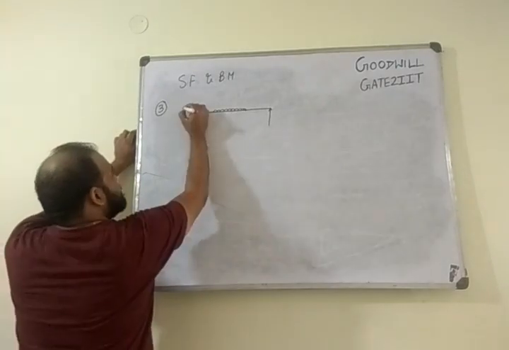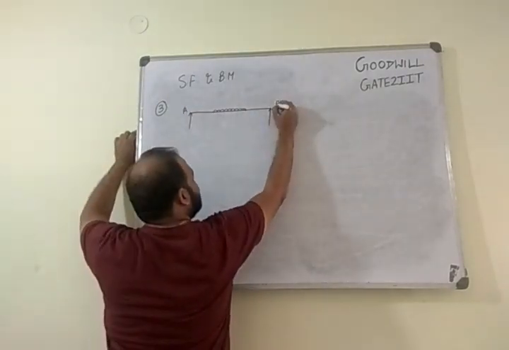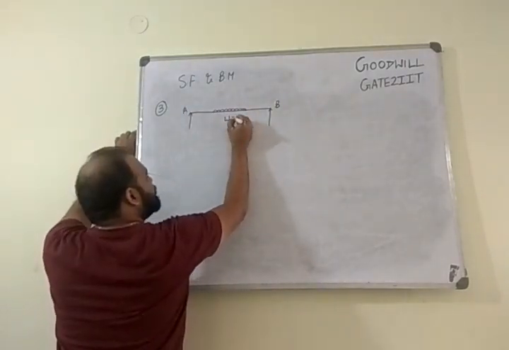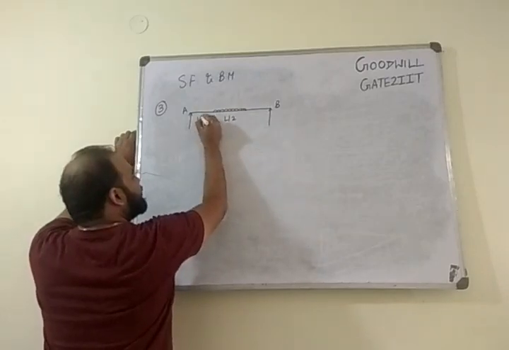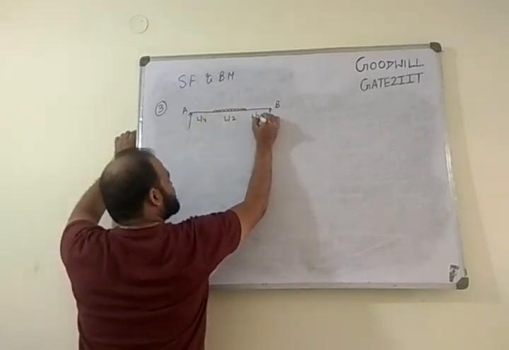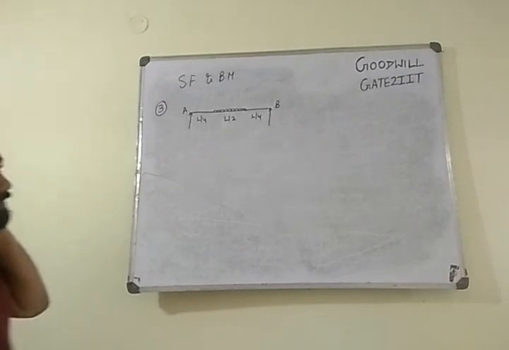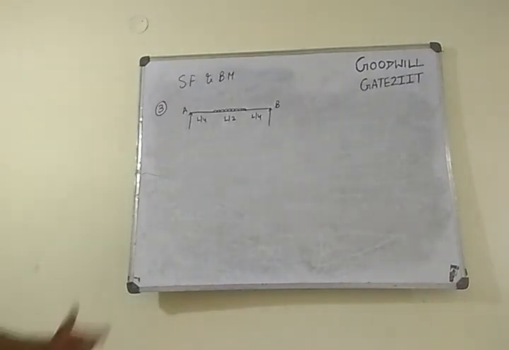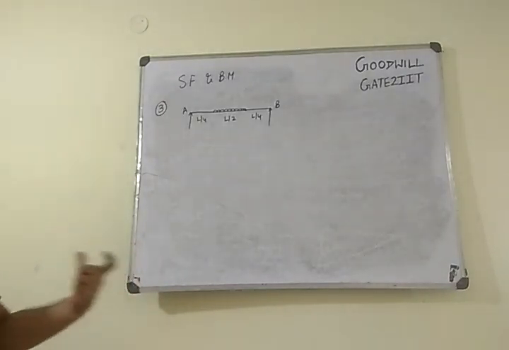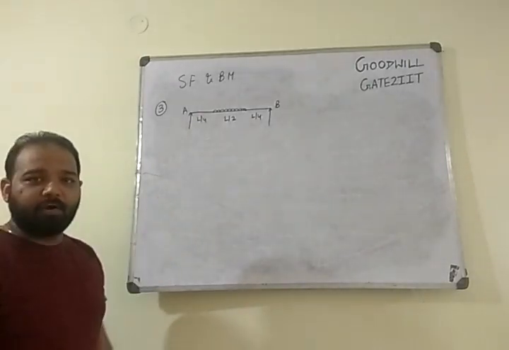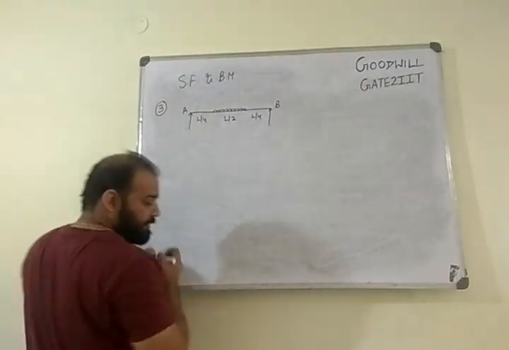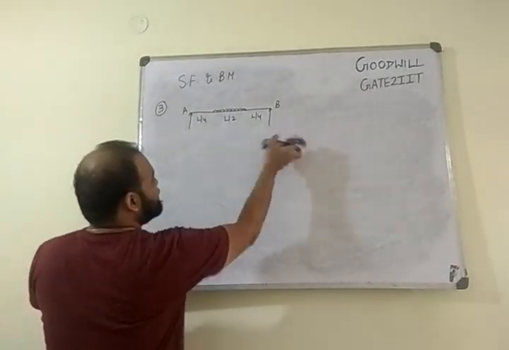So we have this point A, this point B. In the length L by 2, you have this UDL. This is L by 4, this is L by 4. So the whole length of the beam is L, and you have a UDL in some small portion of it. You can definitely draw it for, alright, we'll do one thing, we'll make this the next numerical.